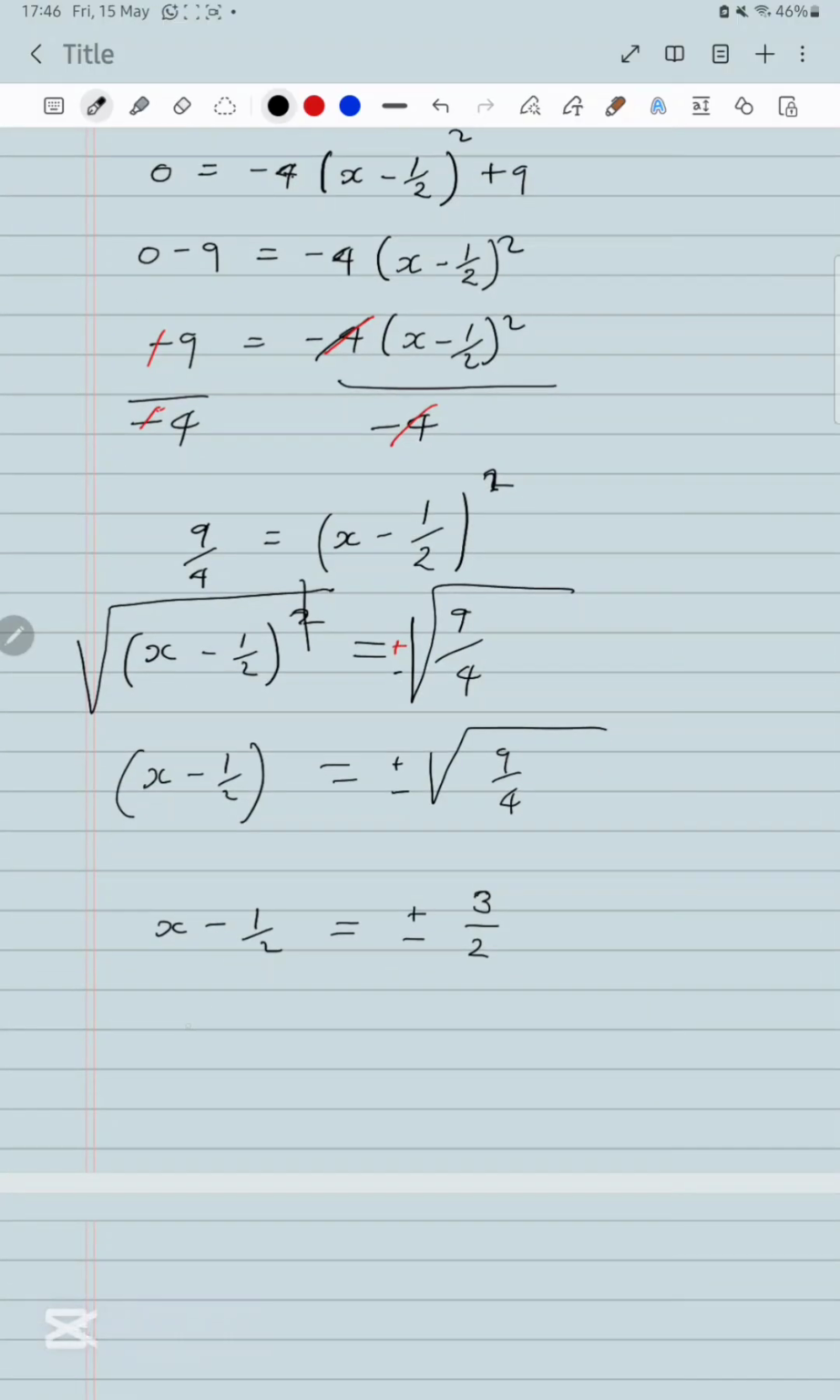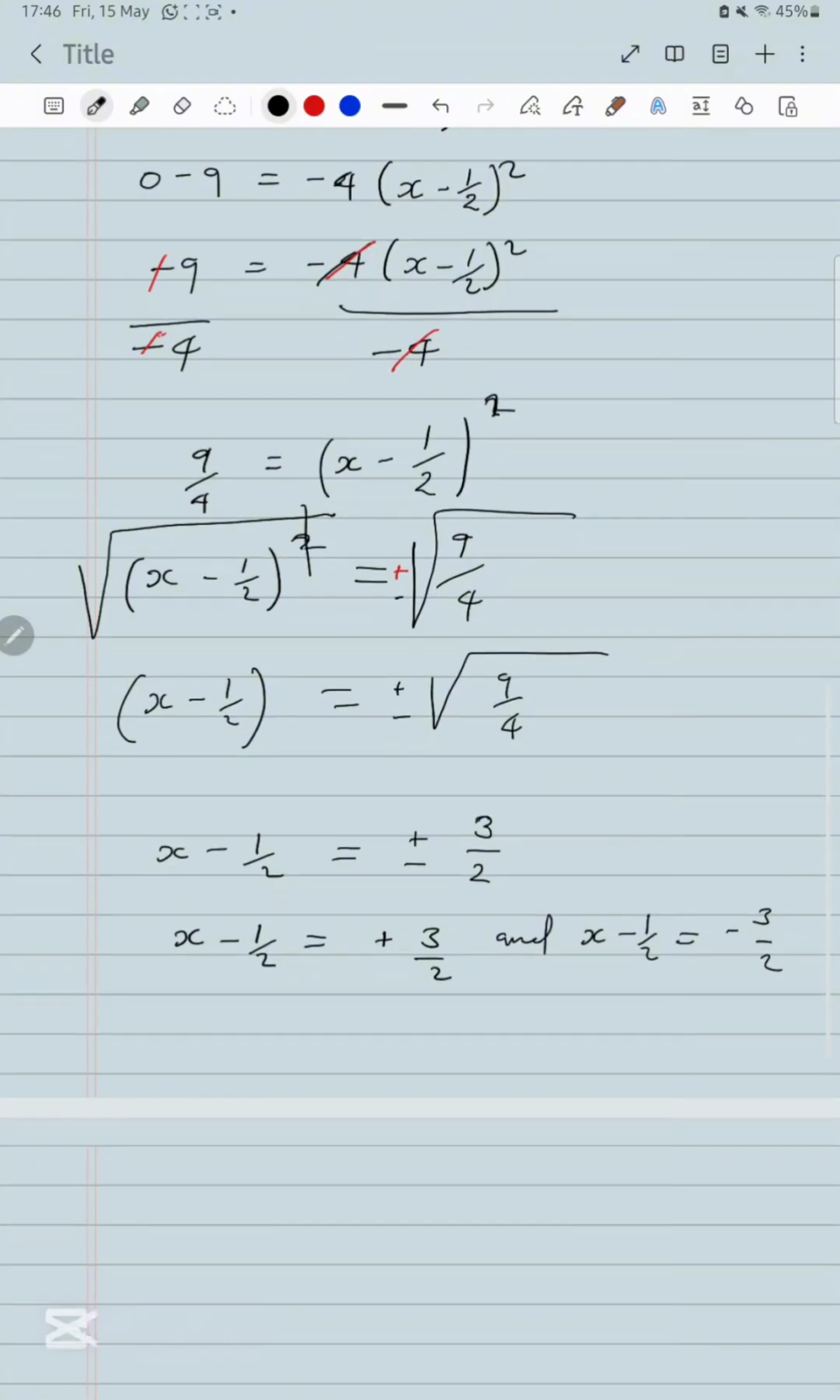Meaning we're going to set two equations. x minus 1 over 2 is equal to the positive part, so it will be positive 3 over 2. And x minus 1 over 2 is equal to the negative part, so it will be negative 3 over 2. Hope you are following. Let's solve the first one first, as equation 1: x minus 1 over 2 is equal to 3 over 2.